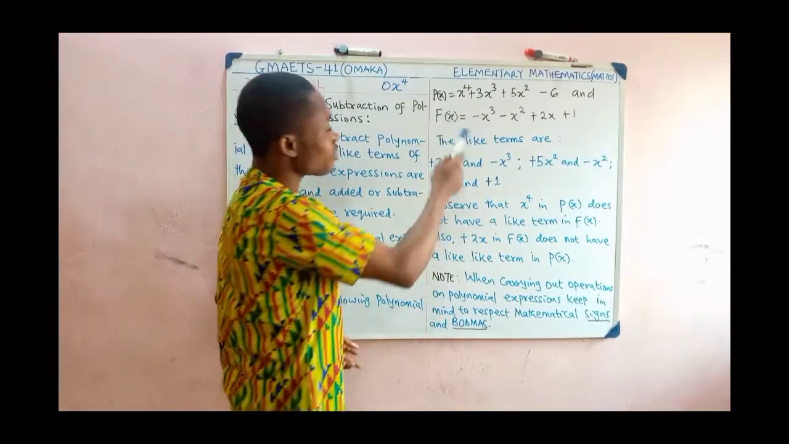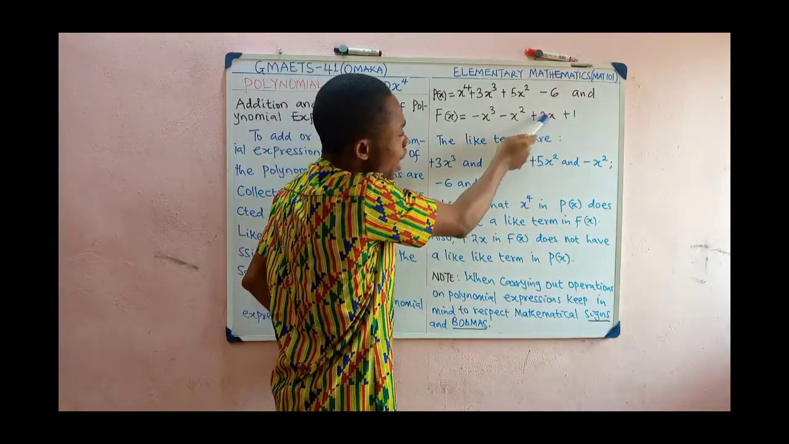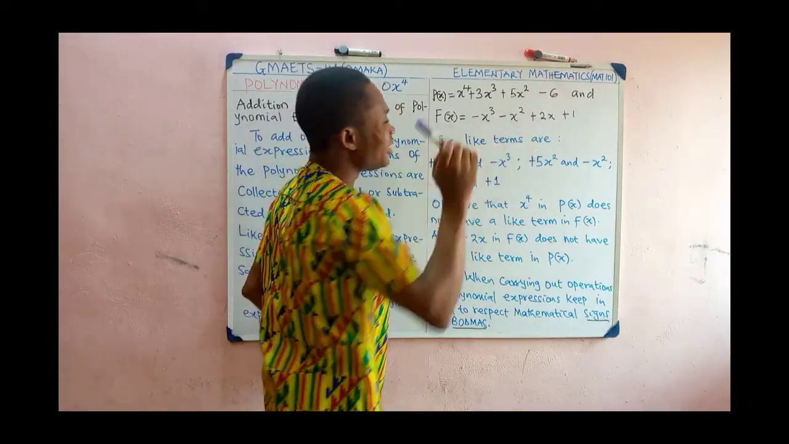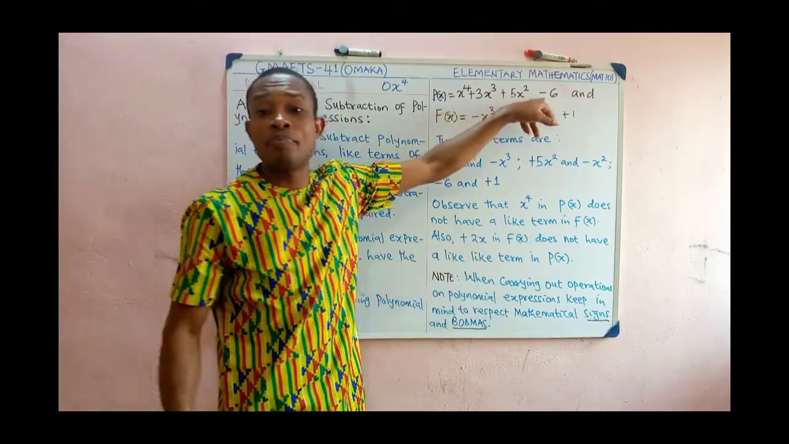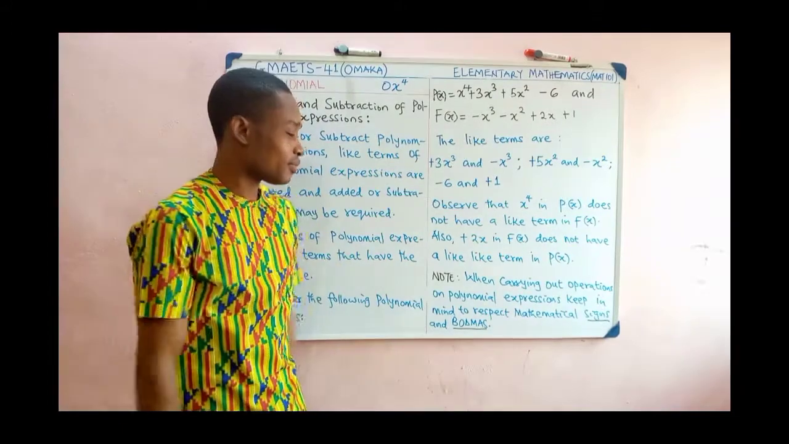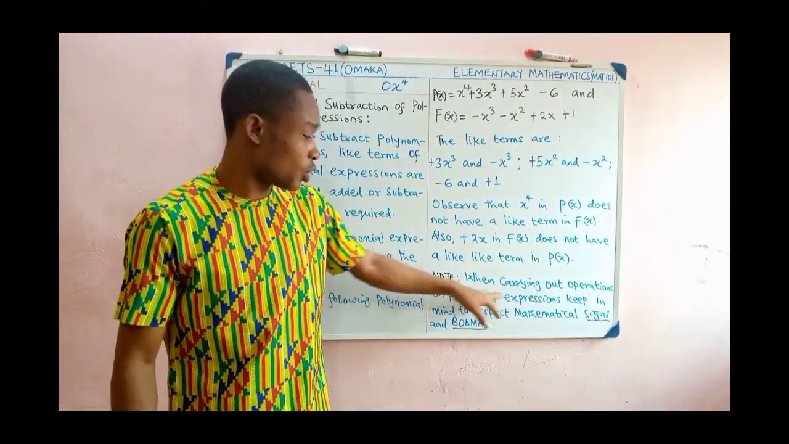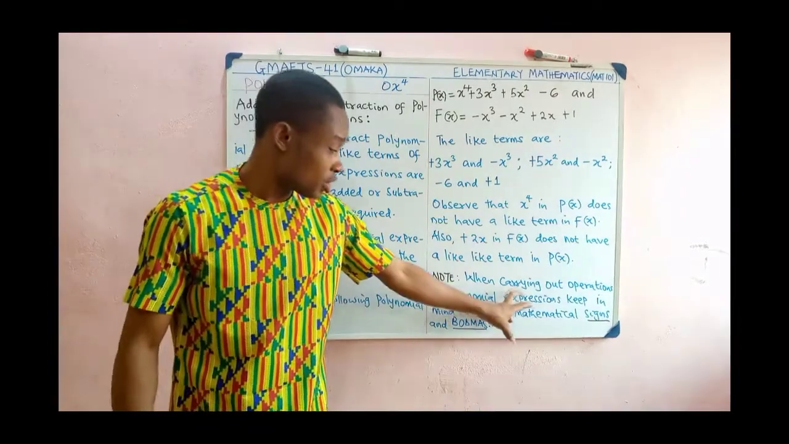Now observe, I've stated x raised to the power 4 does not have any like term here. Then notice something, 2x in f of x does not have any like term in p of x because there is no x raised to the power 1 in p of x. So this is how you identify your like terms. Please take note of this. Go through this short note here.